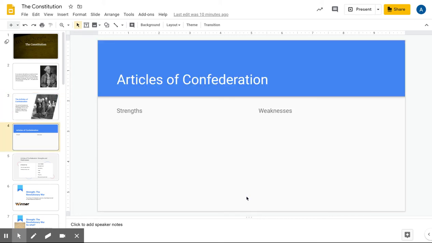For the Articles of Confederation that we're going to do today, I want you to make a T-chart. And on the top of your T-chart, I want you to write Articles of Confederation. And on one side, I want you to write strengths. And on the other side, I want you to write weaknesses. So as we go along, you can jot those down.